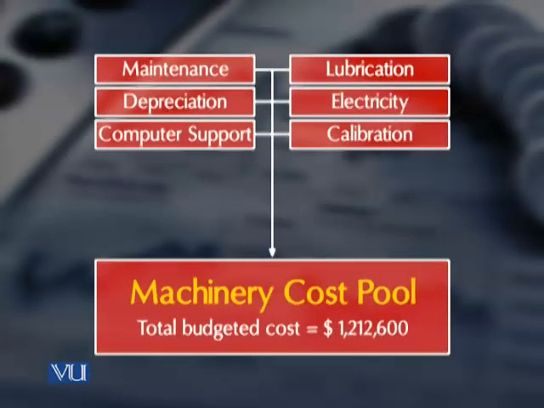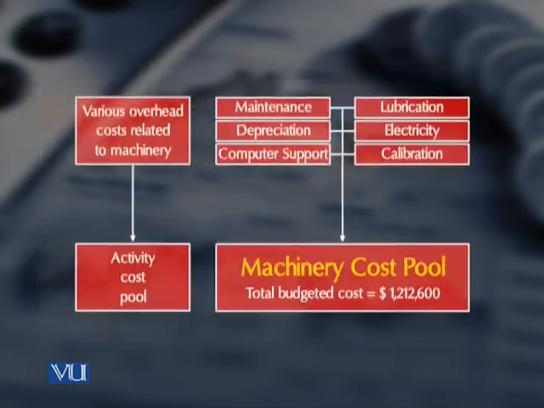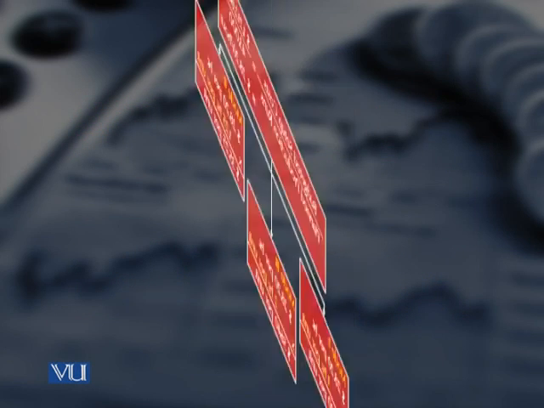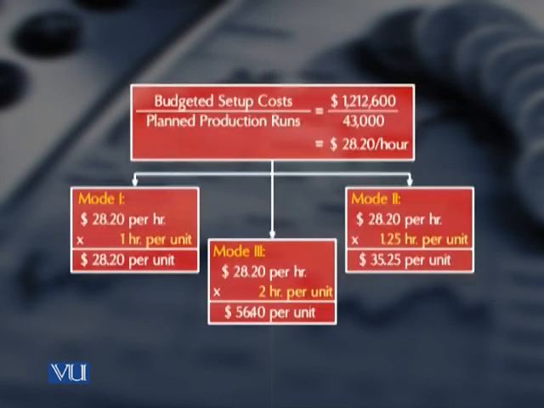In the machine cost pool, we have a total budgeted cost of 1,212,600. Do remember, the total overheads are going to be allocated to activity pools. The first activity pool is the machine cost pool, and the budgeted overhead out of the total is 1,212,600. Now divide this machine cost pool cost by the cost driver, that is 43,000 machine hours. So the rate comes to 28.2 per hour.